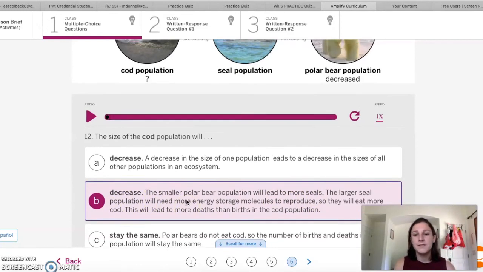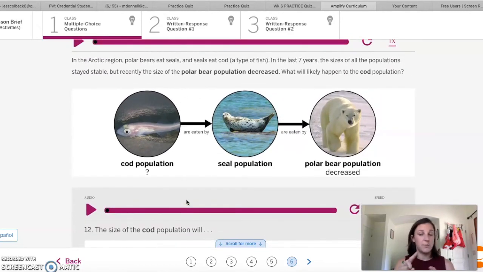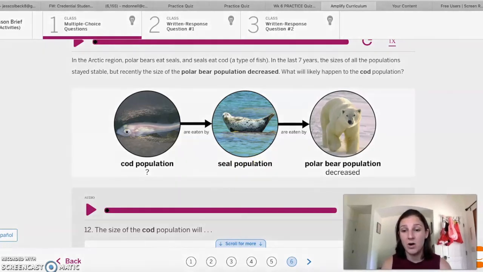So I hope that makes sense to you. And the way that we have talked about this, we've talked about births and deaths. We've talked about energy storage molecules. We talked about reproduction. We talked about consumer populations and resource populations. So those are the main concepts that you need to be able to understand in order to be successful on this quiz.